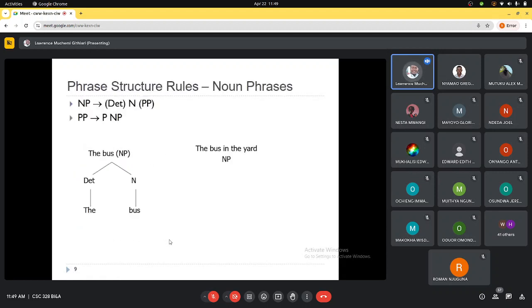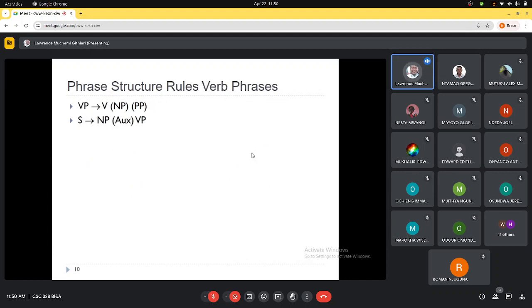So you can combine this into rules. You can see here, and this is now what I was talking about, context-free grammar. Like here is the word the bus, and I can say the bus in the yard. Of course, these are two phrases. The first one is just a noun phrase, which is showing the bus. The second one is also another noun phrase saying the bus in the yard. These are noun phrases. So you can use the same context-free grammar.